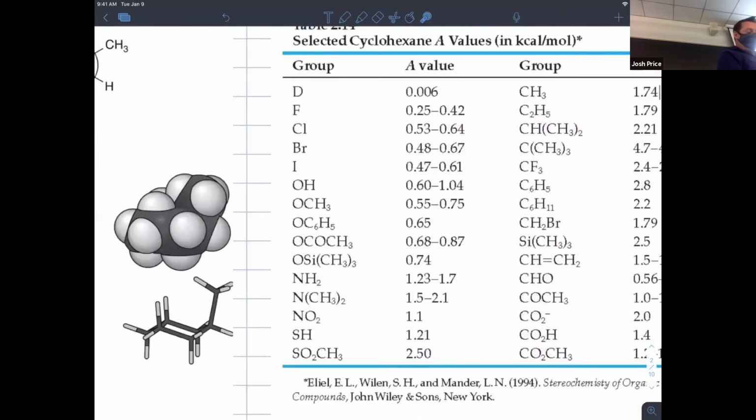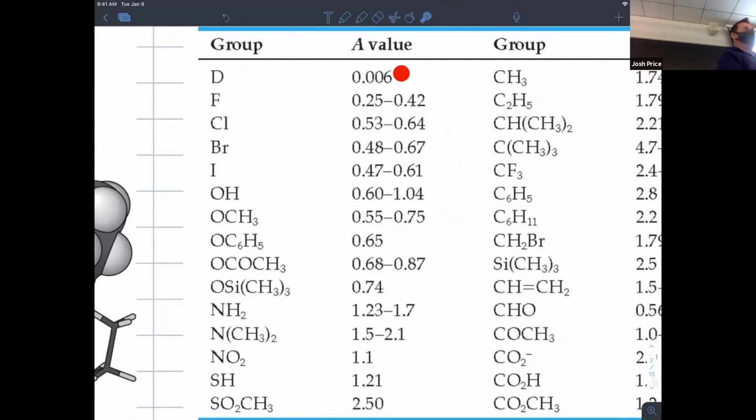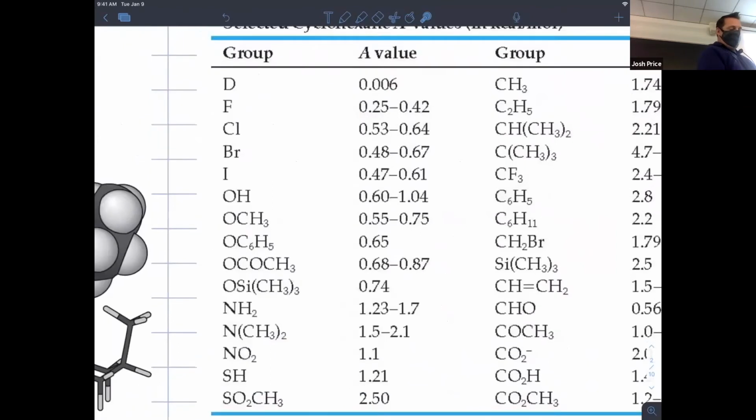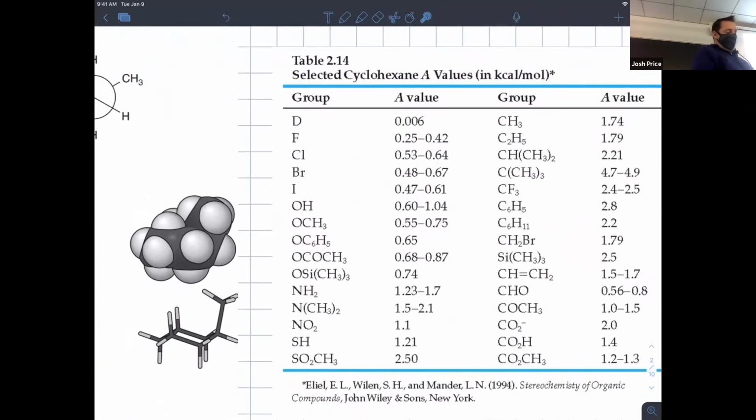Interestingly, deuterium is a itty bitty little bit bigger than hydrogen. I'd like to see some error bars on that to see whether they actually know if that number is different from 0. A couple of things to keep in mind.